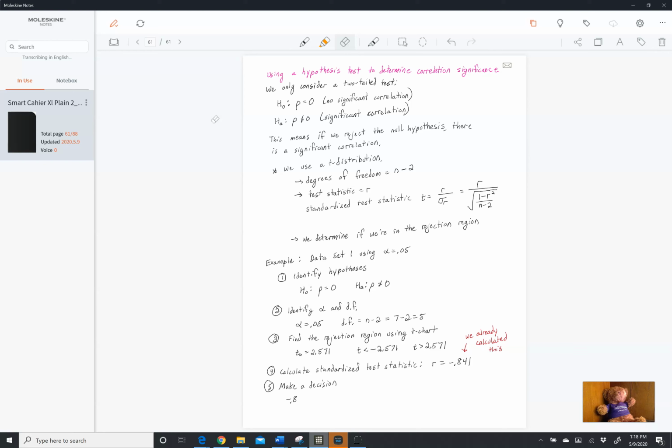So negative 0.841 is less than... sorry, we never calculated, I have to go back. I gave you the r, but we didn't calculate the t. So t is equal to negative 0.841 over the square root of 1 minus negative 0.841 squared, over 5 in this case. And we get negative 3.48.